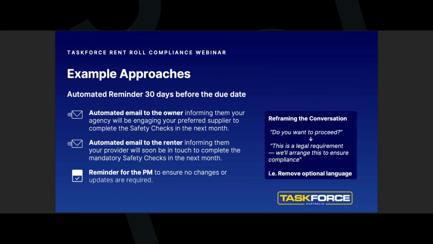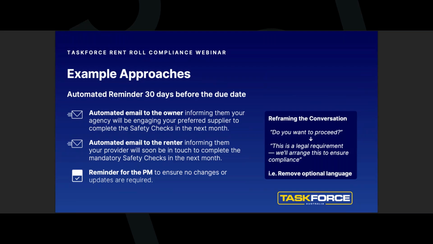However, if you can reframe that a little bit and say, hey, your legal requirement for safety checks is coming up, we will arrange this to ensure it's done in time with our current provider. You're removing that optional language, and an owner's just going to look at that email and go, yep, cool, no worries. They know it's coming up. When you send them the invoice in the next month or you remove it from the rent, then they're not surprised. They know it was coming up. They know it's coming out. They know they've already agreed with you beforehand, so there's no questions there from the owner, and that's what you're trying to achieve.